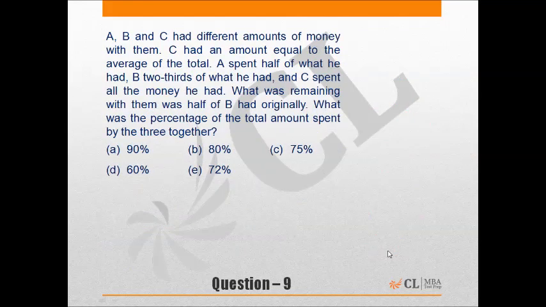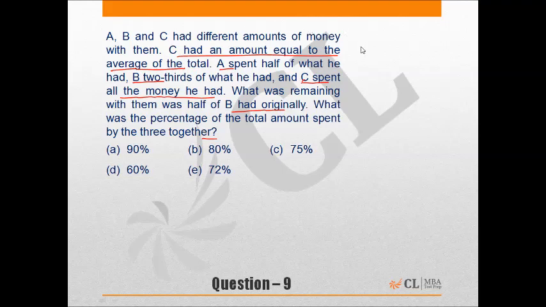Question 9. A, B, C had different amounts of money with them. C had an amount equal to average of the total. A spent half of what he had, B 2/3 of what he had, and C spent all the money that he had. What was remaining with them was half of what B originally had. What percent of the total amount was spent by the three of them together? This is confusing. Let's start writing down as we read the question and then see how to solve it.